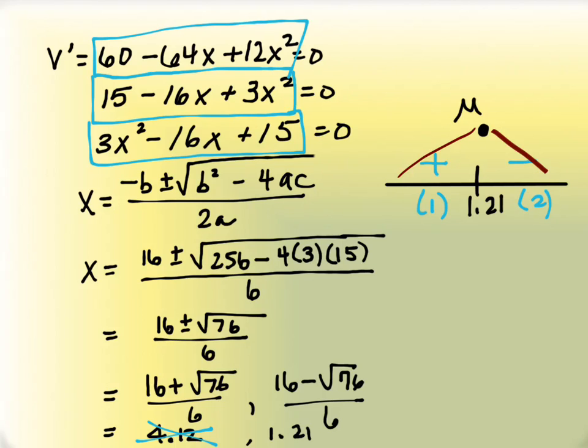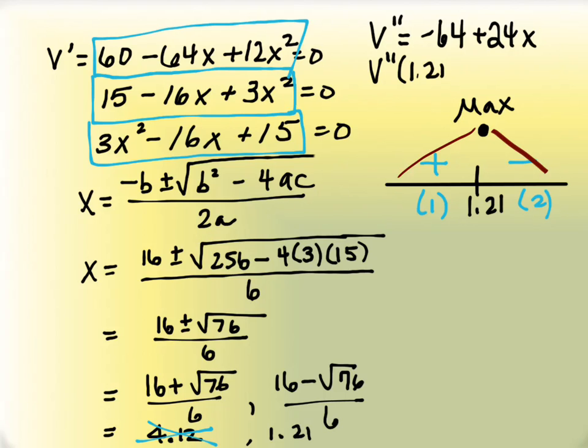It's a maximum. Now, if you didn't want to do a sign chart, you could test this in another way that would work really well for this particular problem by doing the second derivative. Polynomials are easy to calculate derivatives for, right? So we could actually find the second derivative of volume here, which would be negative 64 plus 24x, right? And then we could evaluate that at our point 1.21.